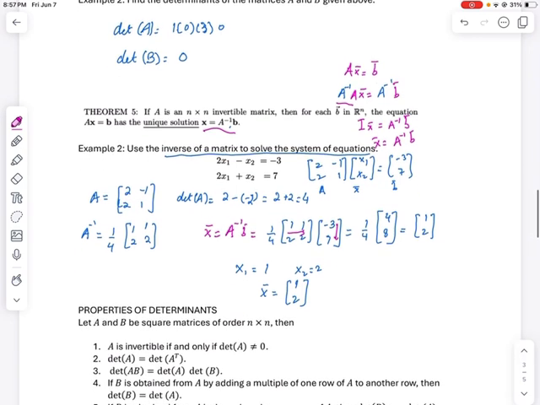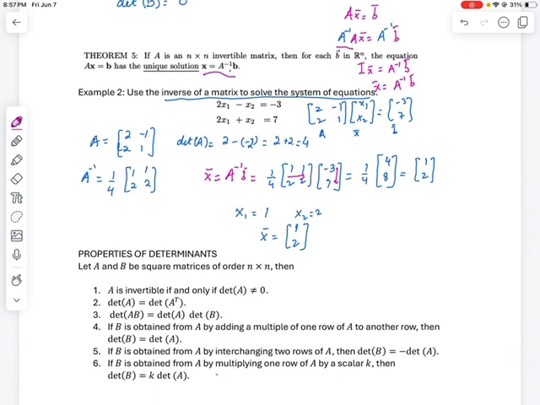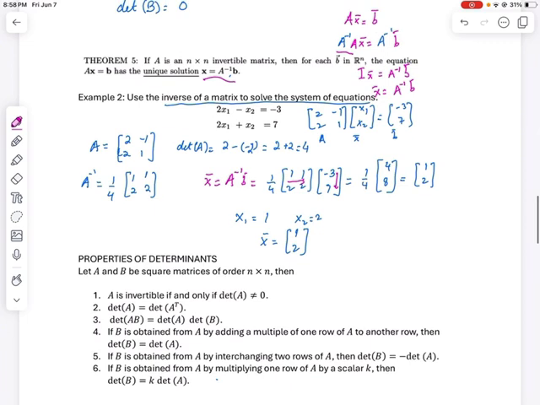Okay, now that we have learned how to find the inverse by two methods, we will now see how we use it. So here is a theorem which says if A is an n by n invertible matrix, then for each B in Rn, the equation Ax equals B has a unique solution, and the solution is given by x equals A inverse B. Why and how? Well, this is something you should be able to figure out because of the examples we did at the end of 2.2.